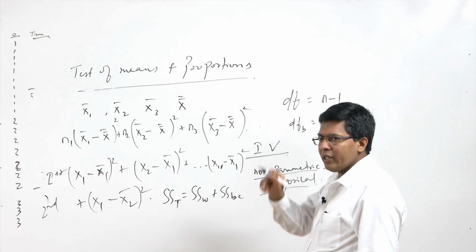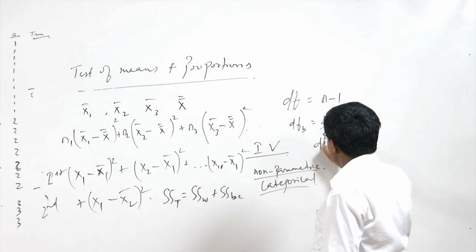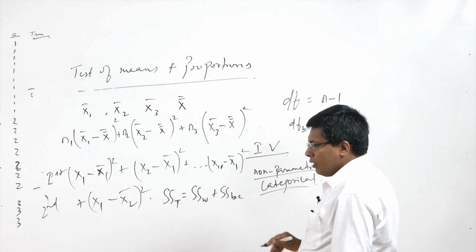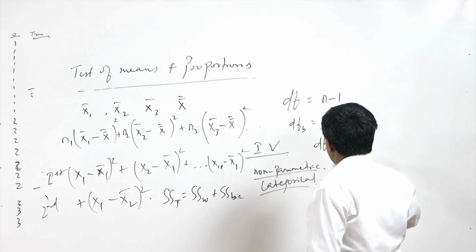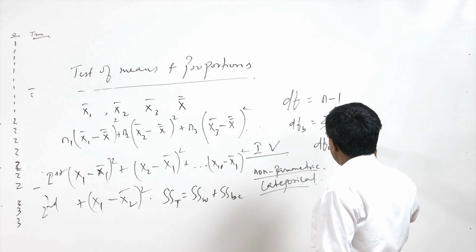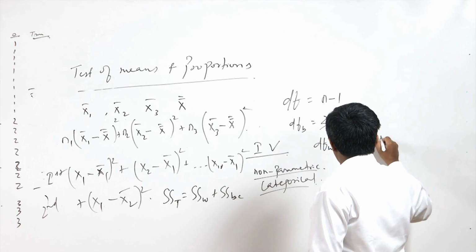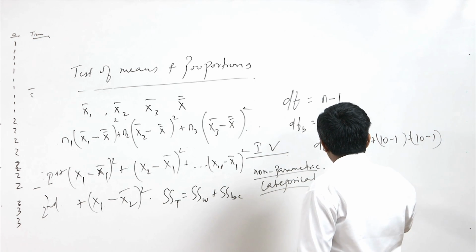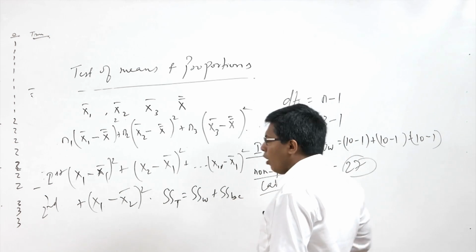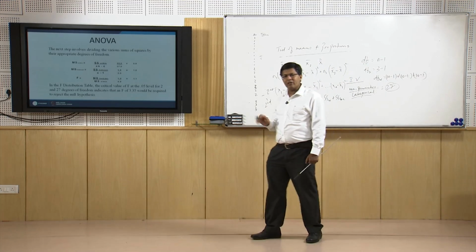But when you are doing the degree of freedom within the group, it has to be 10 for each column, and you have to deduct 1. So, 10 minus 1 plus 10 minus 1 plus 10 minus 1. That is equivalent to 27, or you could have said n minus k in simple terms.